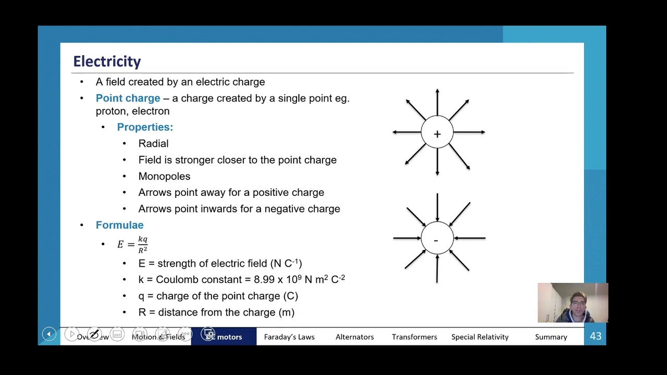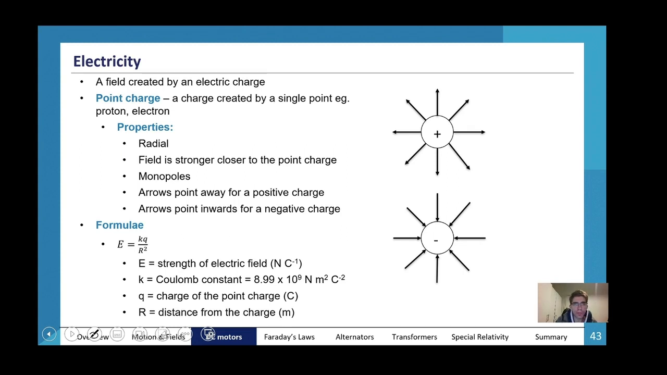But now let's talk about electrical fields. Now, electrical fields are fields which are created by an electric charge. A point charge is a charge created by a single point, for example, a proton or an electron.